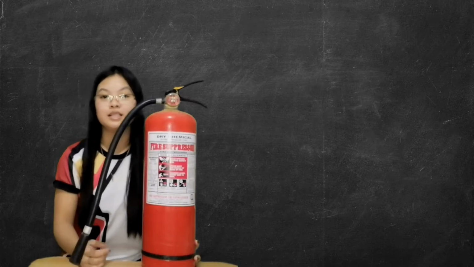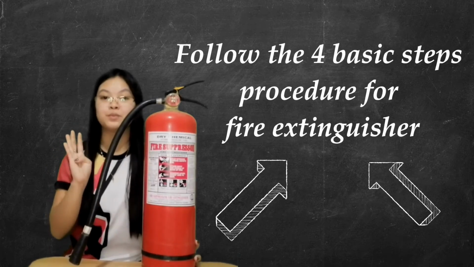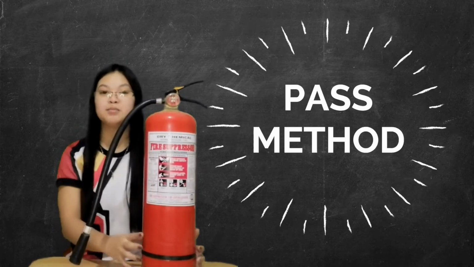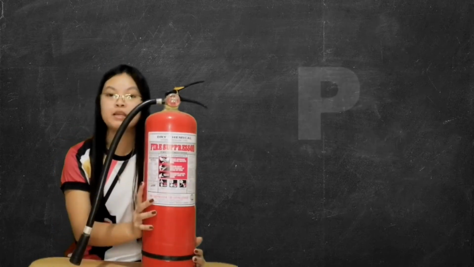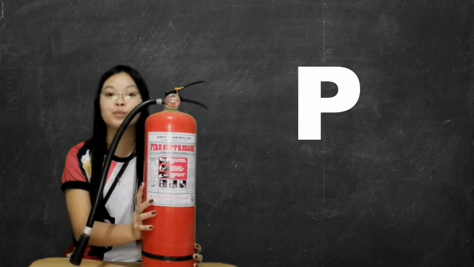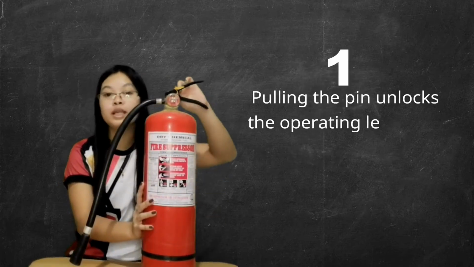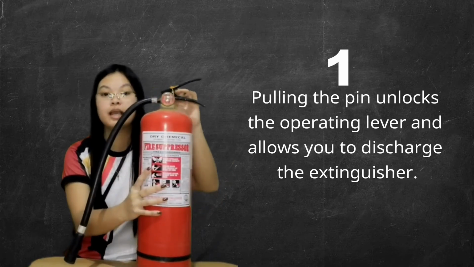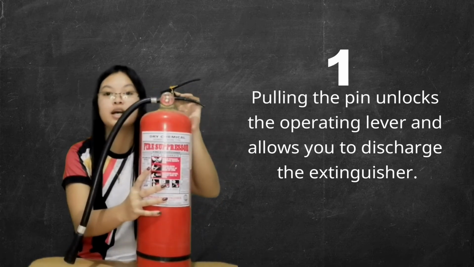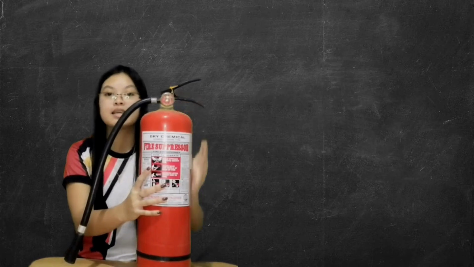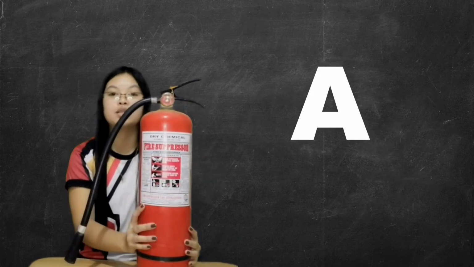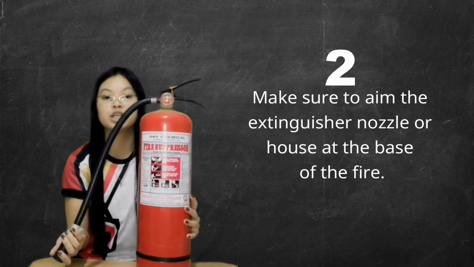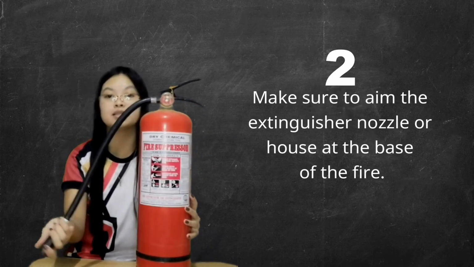So now, let's follow the 4 basic steps procedure for fire extinguisher, and this is what we call the PASS method. First is P. P stands for pull. Pulling the pin unlocks the lever and allows you to discharge the extinguisher. Next is A. A stands for aim. Make sure to aim the extinguisher nozzle or hose at the base of the fire.